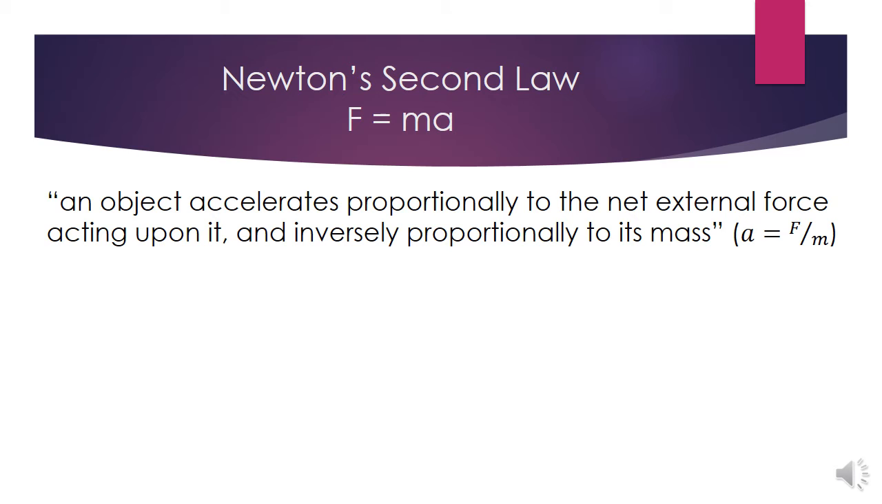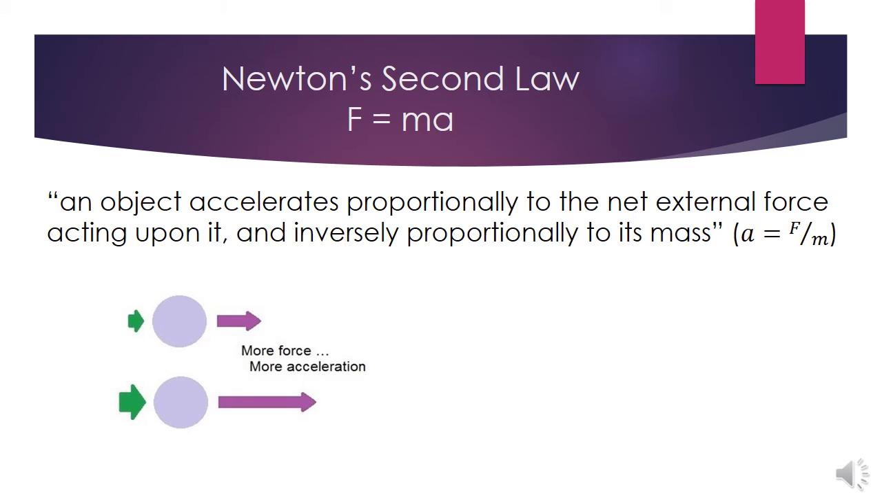So what we're going to do now is, we said force is equal to mass times acceleration. Now we're going to look at proportionality. An object accelerates proportionally to the net external force and inversely proportional to its mass. Okay, so what does that mean? Proportional means if one goes up, the other goes up. So since acceleration and force are proportional, if the force goes up, acceleration goes up. So if there's more force, there's more acceleration.